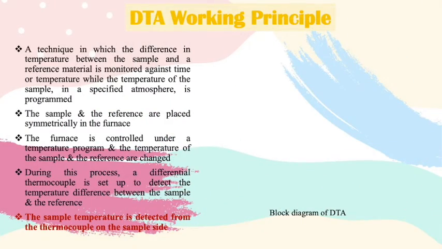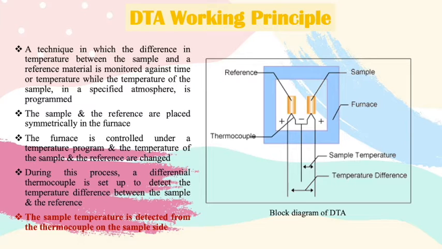Let's move on to the DTA working principle. DTA consists of the sample and reference holder, the furnace, and the thermocouple. It is a technique in which the difference in temperature between the sample and a reference material is monitored against time or temperature, while the temperature of the sample in a specified atmosphere is programmed.